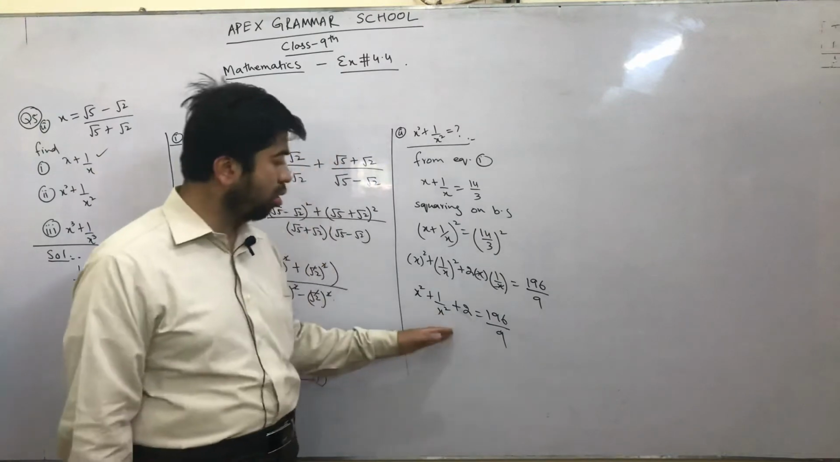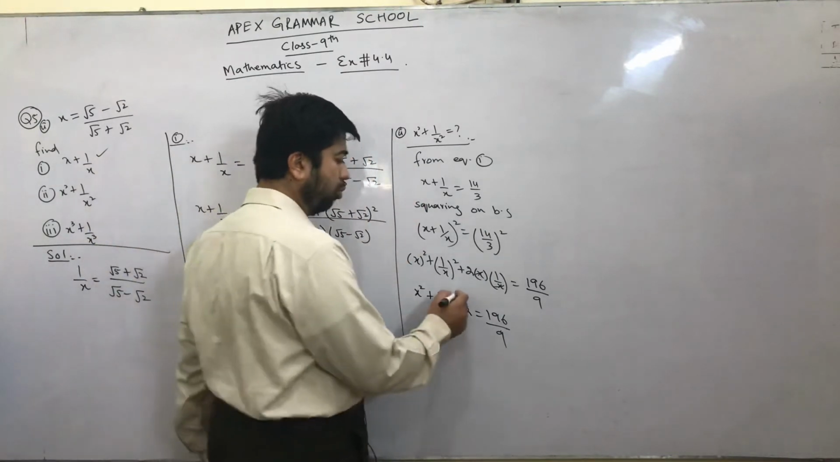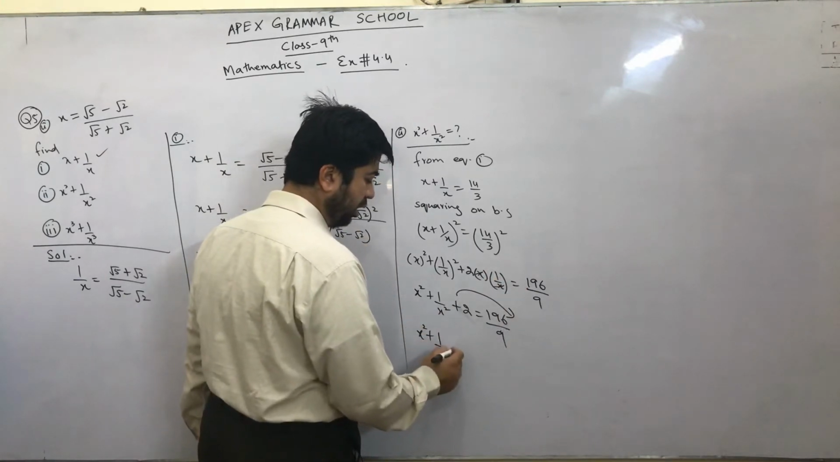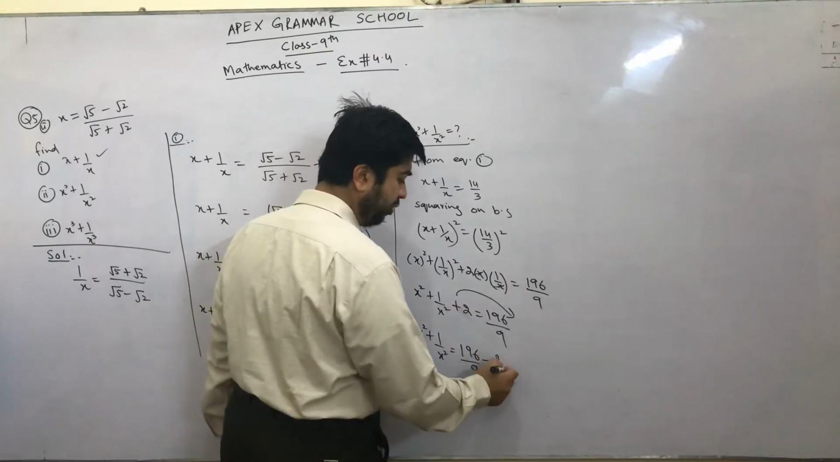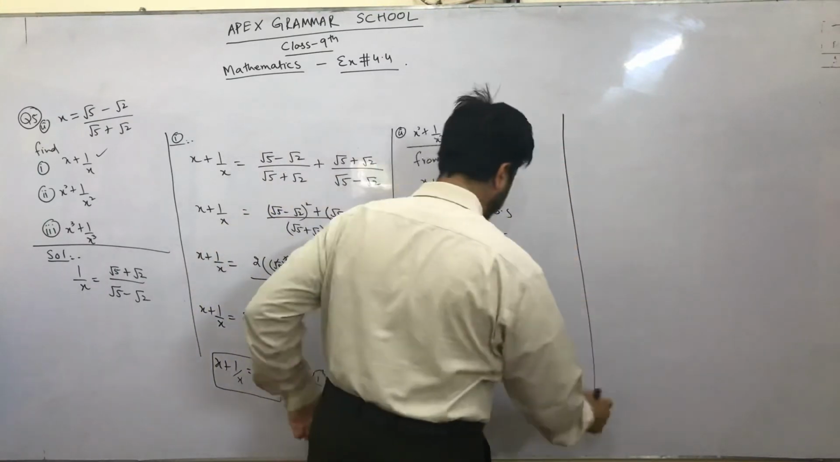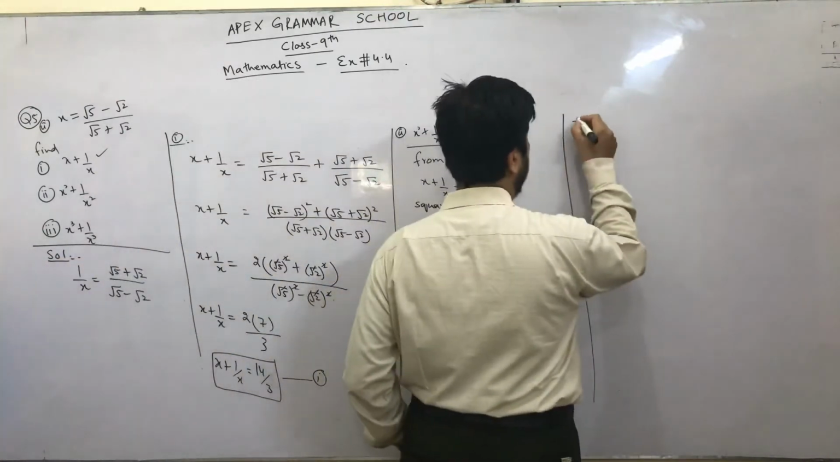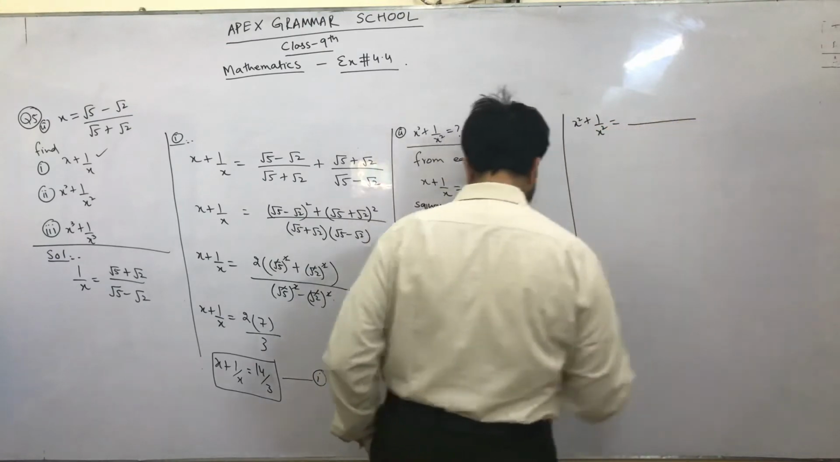Are we on our answer? No. This plus 2 will be moved toward the right side. So x square plus 1 over x square is equal to 196 over 9. So this positive 2 will be negative 2 here. Now you have to take the LCM. So x square plus 1 over x square is equal to, what is the LCM?